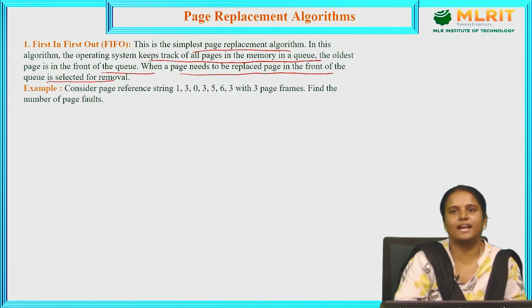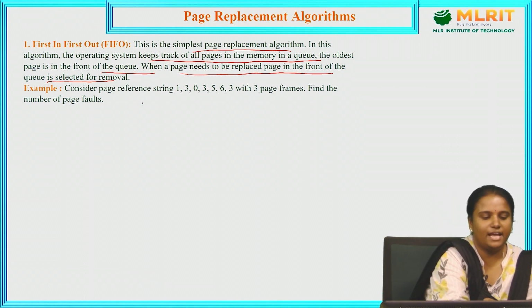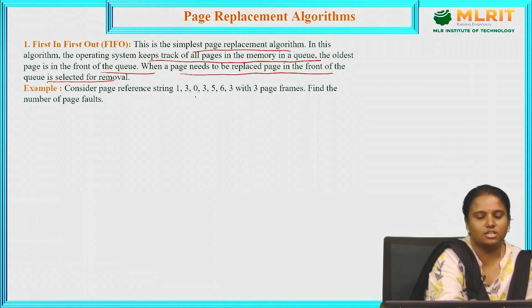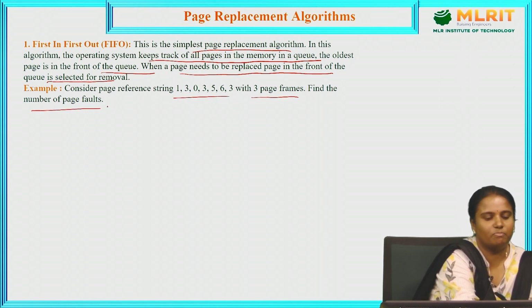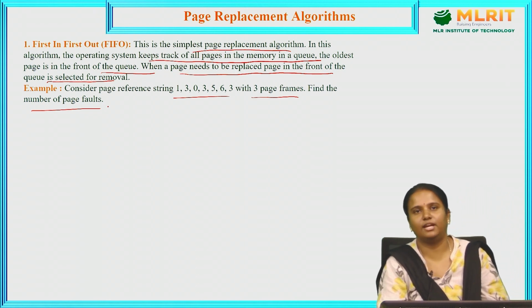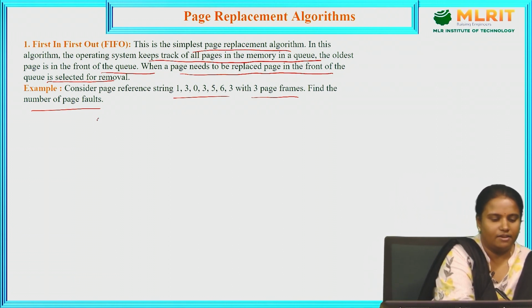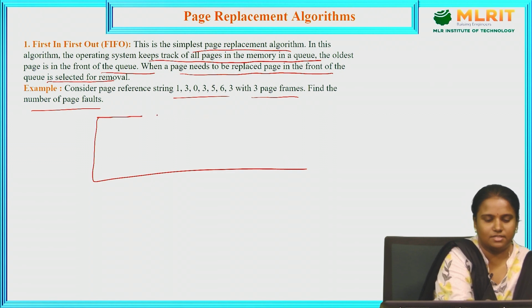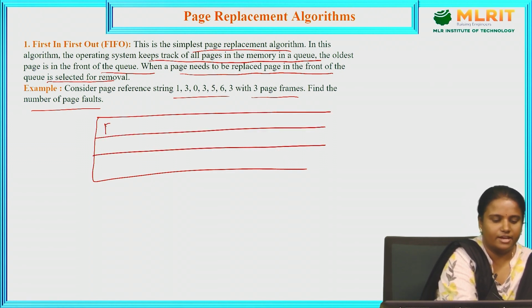So let us see one example problem of how we are going to check the page faults and hits. Consider the page reference string 1 3 0 3 5 6 3 with 3 page frames. Find the number of page faults. So we need to take 3 frames, insert the numbers, and replace each page into the 3 frames. So let us take the 3 frames: F1, F2 and F3.